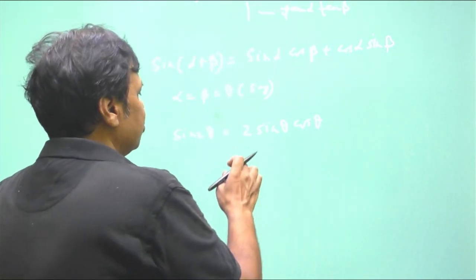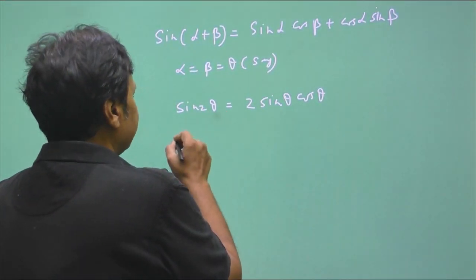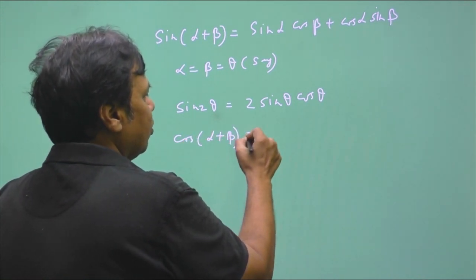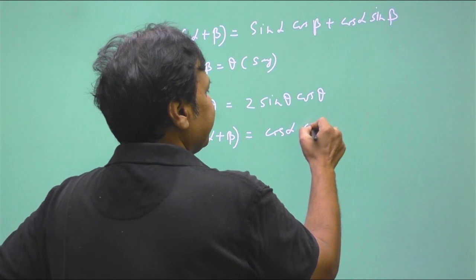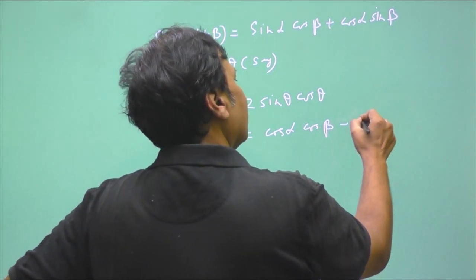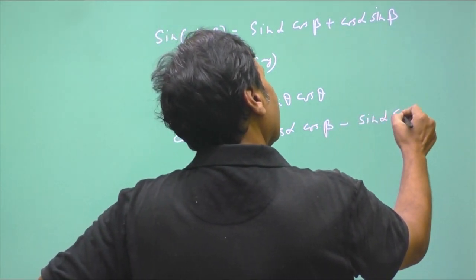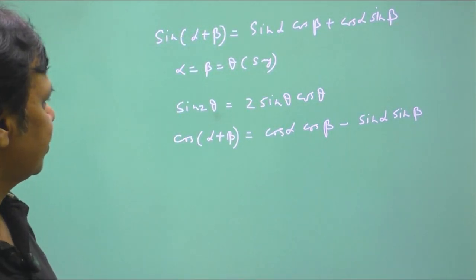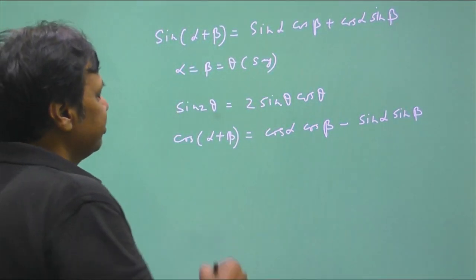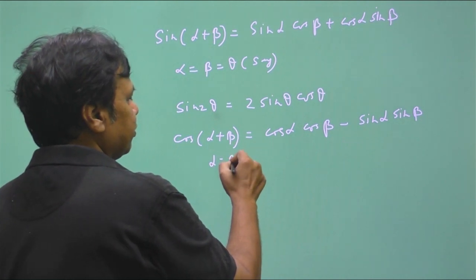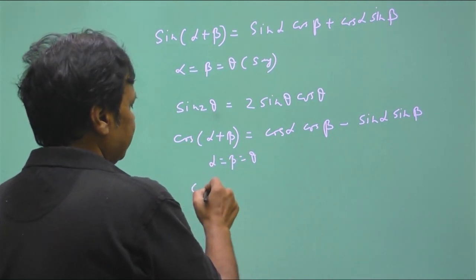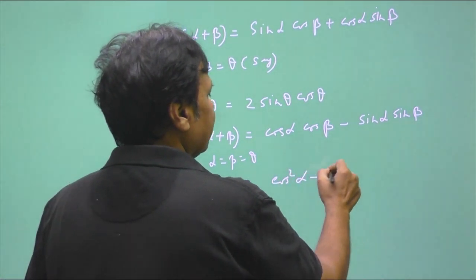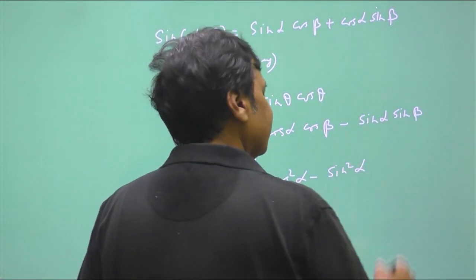What happens to cos alpha plus beta? We do the same thing. Just write down the formula of this. And if alpha equals beta equals theta, cos 2 theta equals cos square alpha minus sin square alpha.